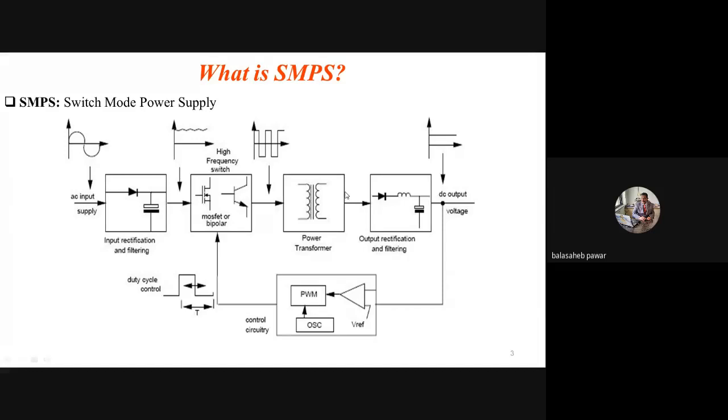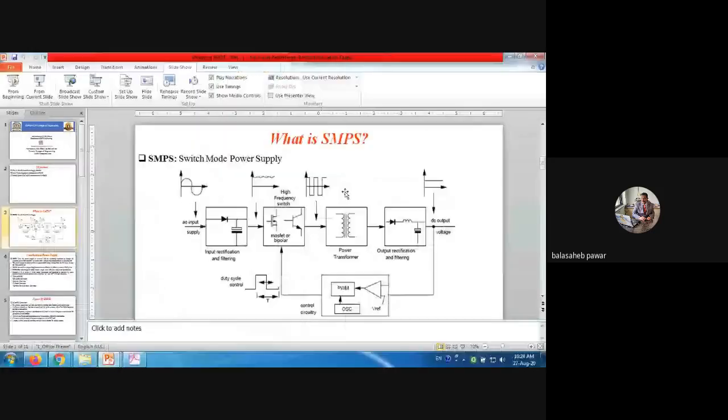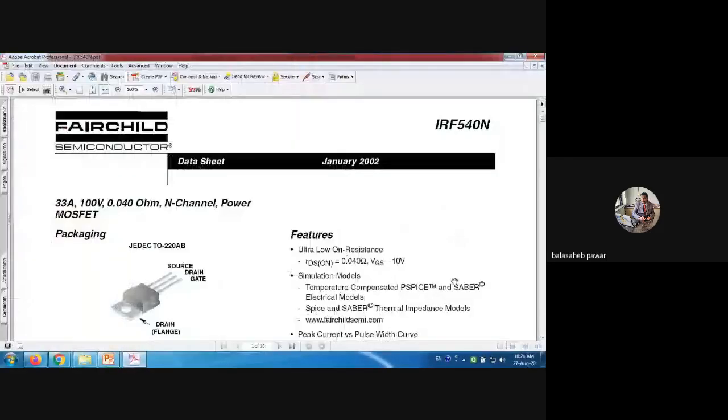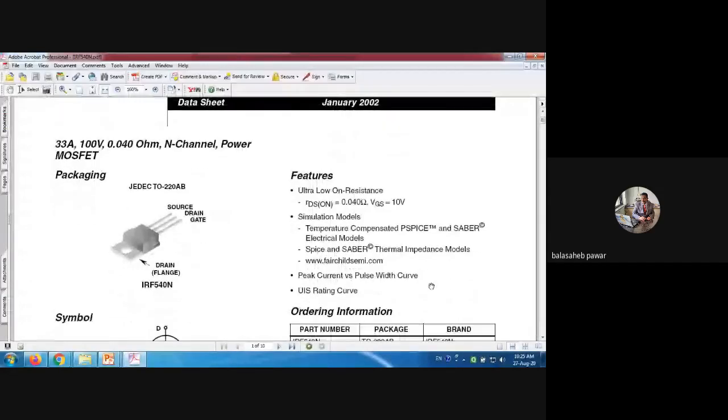Before showing this PowerPoint, I would like to share one example of a MOSFET, that is IRF 540N. I think during your second year EDC practicals, MOSFET as a switch, we used the same transistor. It is available in our lab also, right? So here you will observe the features of this device.